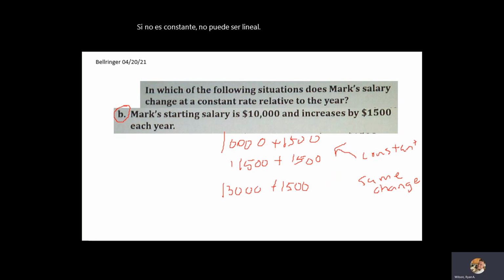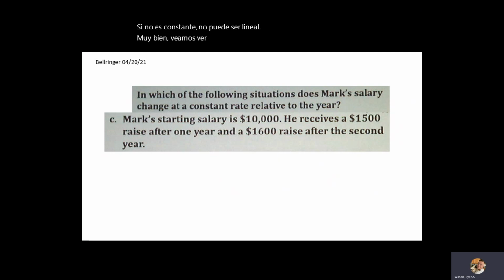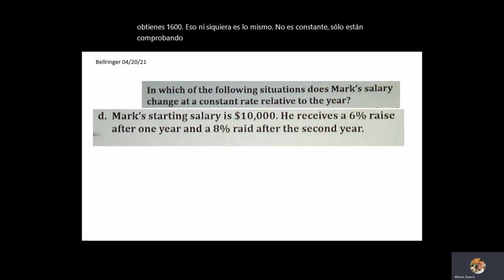All right, so let's look at C real quick. C, Mark's starting salary is 10,000. He receives $1,500 raise after 1 year, and then a $1,600 raise after the second year. That automatically, the first year you get $1,500, second year you get $1,600. That's not even the same. It's not constant. They're just checking to see if you understand the word constant.